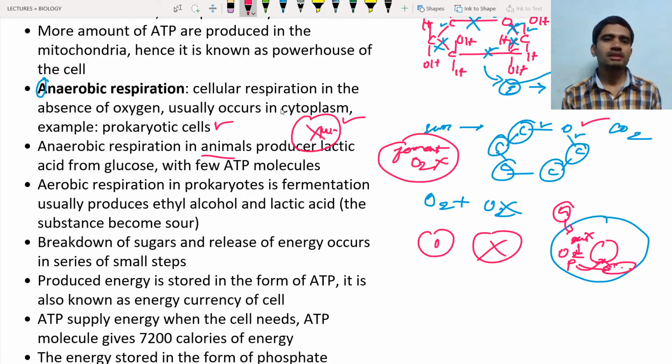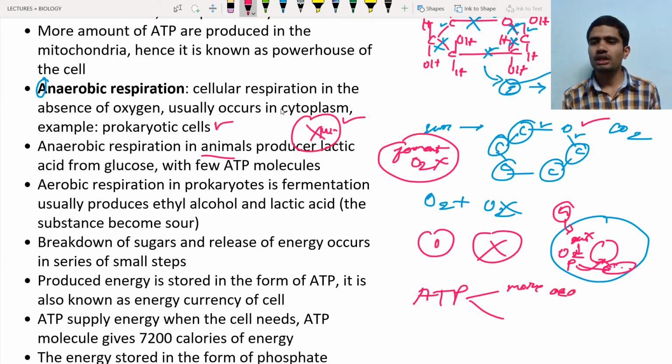So as a result, whether it is aerobic respiration or anaerobic respiration, there will be a production of ATP molecules. The ATP molecules will be more in aerobic respiration, and less in case of anaerobic respiration. Okay, this is the only difference. In aerobic respiration there is more production of ATP molecules, while in anaerobic respiration there will be a lesser amount of ATP production.